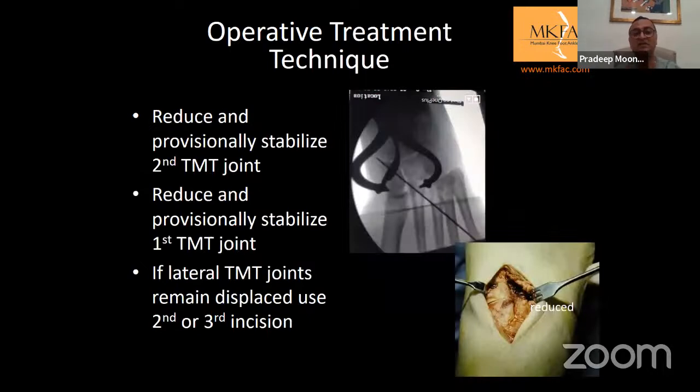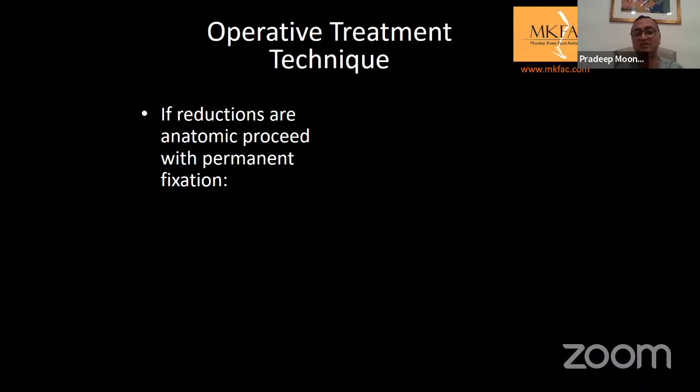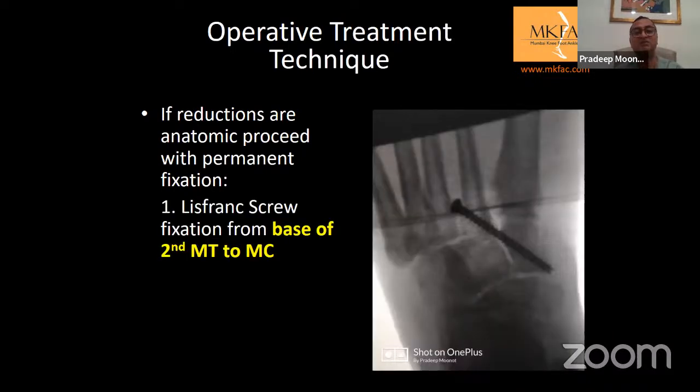Once you've reduced it, then you can check if your first TMT also is reduced or not, or you can go and reduce your first TMT joint. Along with it, you can check whether the lateral TMT joints are displaced or not. And if you want to take a lateral incision, you can do that also and reduce the third and fourth, or fourth and fifth. Now, once your reductions are achieved, you want to go with a permanent fixation. The first is a Lisfranc screw, which goes from the base of the second to the medial cuneiform. Now, if you look in the older textbooks, most of the time the screw goes from the medial cuneiform into the metatarsal.